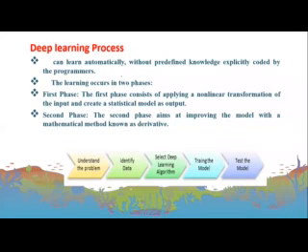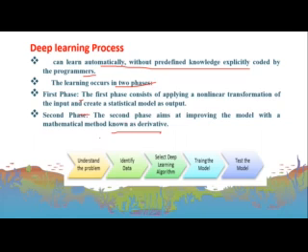So with deep learning, the process is that it can learn automatically without predefined knowledge explicitly coded by the program. There is no predefined knowledge here, and it occurs in two phases, called the first phase and the second phase. The first phase consists of nonlinear transformation of the input and creates a statistical model. The second phase improves the model with the help of a mathematical method known as the derivative. All this we will go into deeply later.